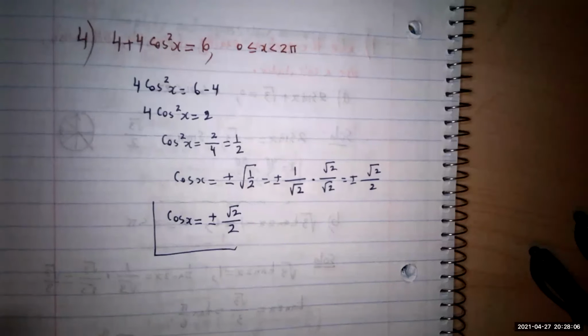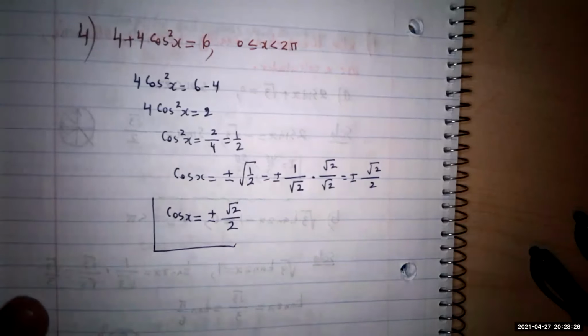You have to put a positive, negative, so you're going to have two series of solutions, if you like. So we're going to consider two cases: cosine x equal to radical 2 over 2 and cosine x equal to negative radical 2 over 2. Okay, so this is it.